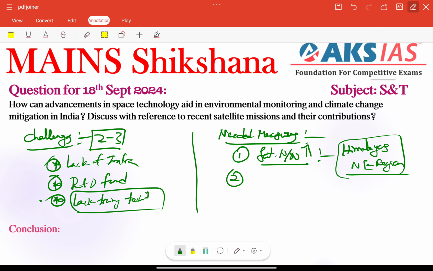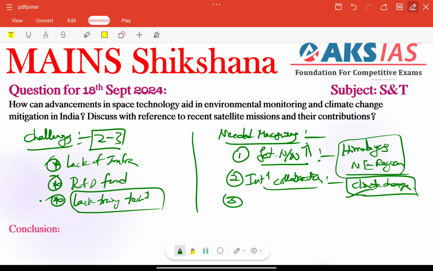Next, we should cooperate with other countries. International collaboration is very important here, because to enhance India's capacity to tackle global environmental challenges, it is crucial to share satellite data on climate change especially. Climate change is not only India's or the US's issue, it is an issue for the whole world. We need to share important satellite data on this issue.